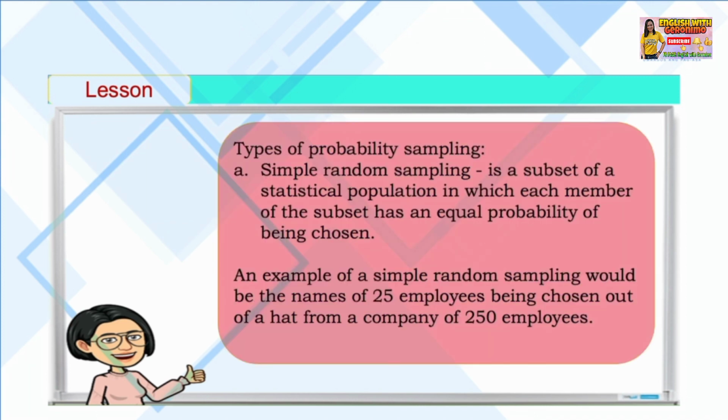Types of probability sampling. Number 1, simple random sampling is a subset of a statistical population in which each member of the subset has an equal probability of being chosen. An example of simple random sampling would be the names of 25 employees being chosen out of a hat from a company of 250 employees.